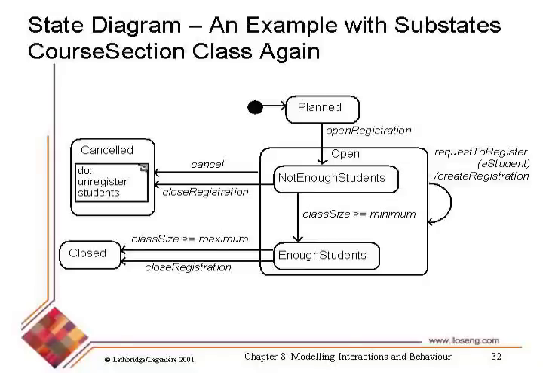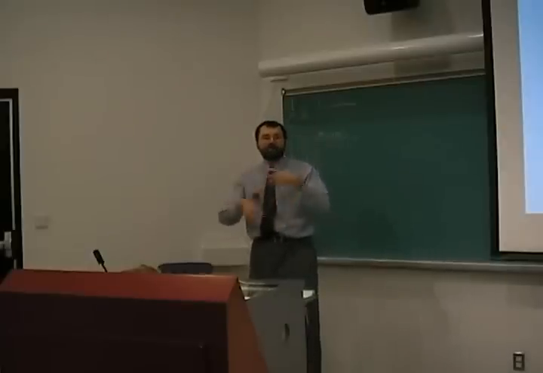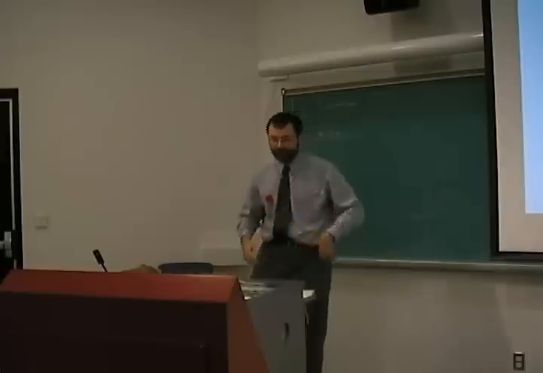You'll notice that closed registration still goes from the inner substate, because what happens in closed registration is different depending on whether I'm in not enough students or enough students. Another thing I'm showing here, just as a matter of interest, is an activity, unregistered students in the cancel state. That's a new thing that I'm adding to illustrate the point. As soon as I hit cancel I go through this process. It takes some time unregistering each of the students that was in there.